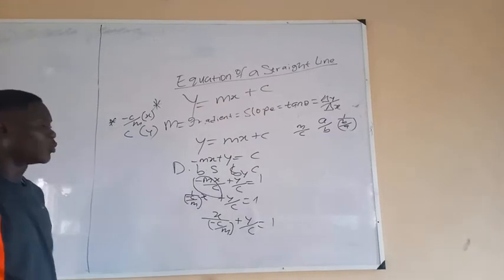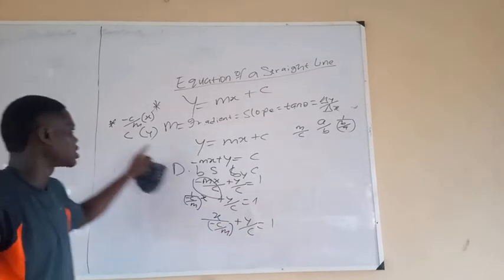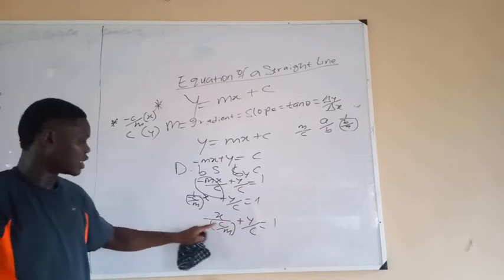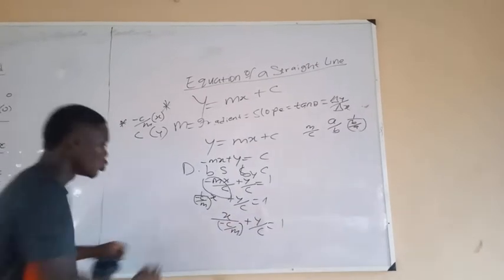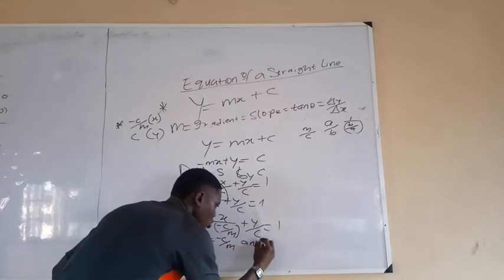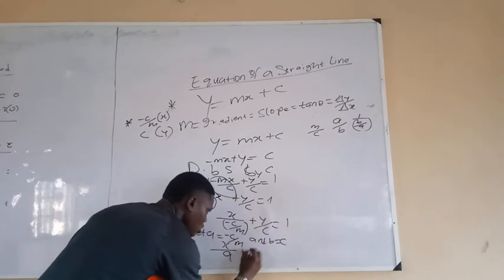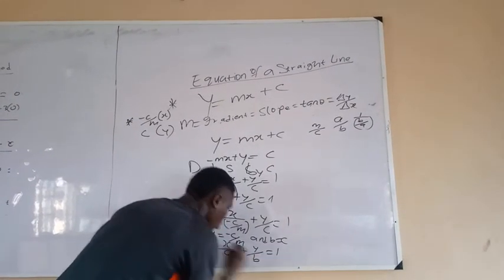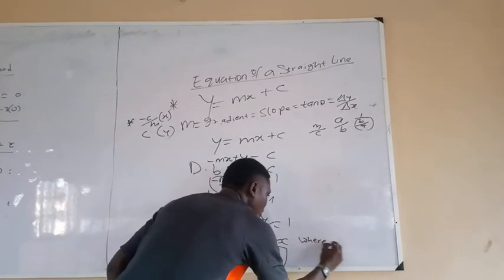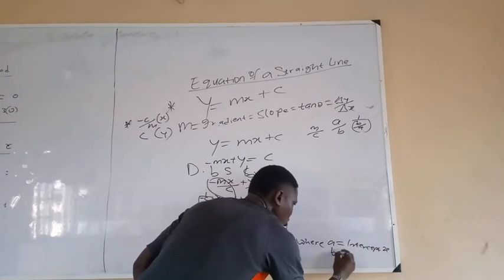Now we just said that minus c over m is the intercept on the x-axis and c is the intercept on the y-axis. Observe carefully: the intercept on the y-axis is the y, the intercept on the x-axis is the x. So we can say let a equal minus c over m and b equal c. So we can just write the equation as x over a plus y over b equals 1. And this is the second form of writing the equation of a line, where a is the intercept on the x-axis and b is the intercept on the y-axis.